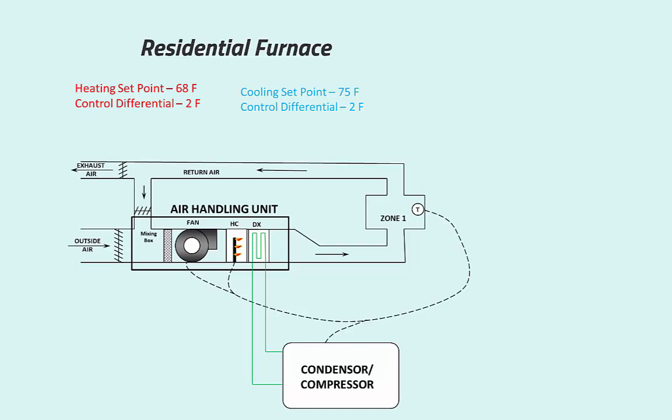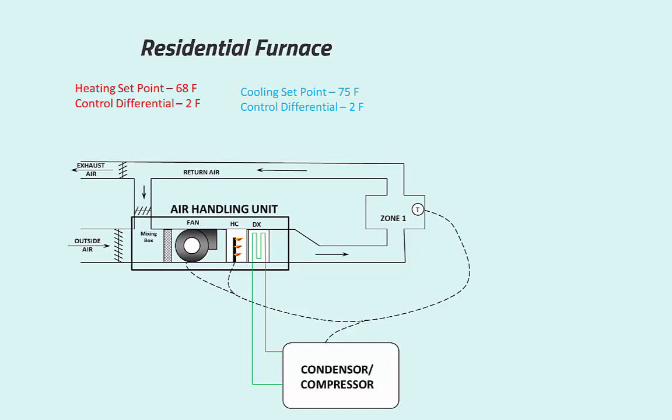Why do we implement a control differential? Going all the way back to one of the earliest lessons of this course, it is because we want to prevent the system from cycling on and off too rapidly. The control differential is there to extend the life of the equipment, but it also allows the cooling apparatus to run long enough to really wring some moisture out of the air before it is sent to the space.